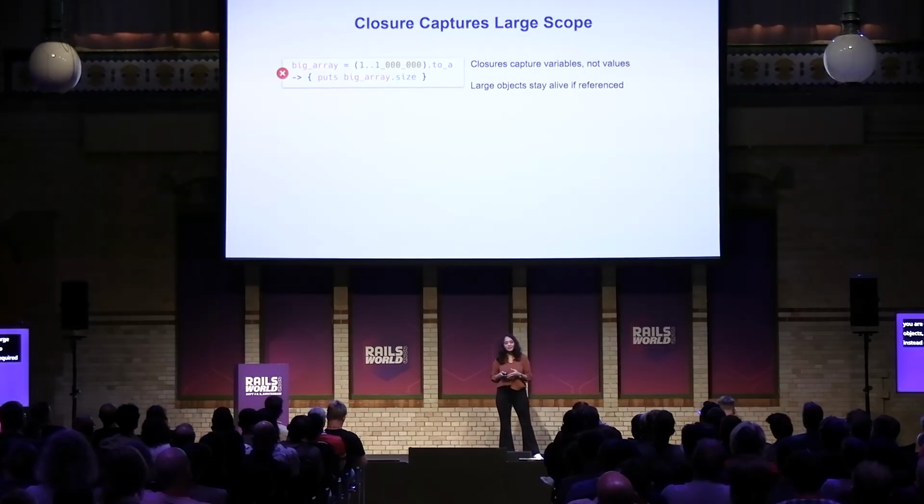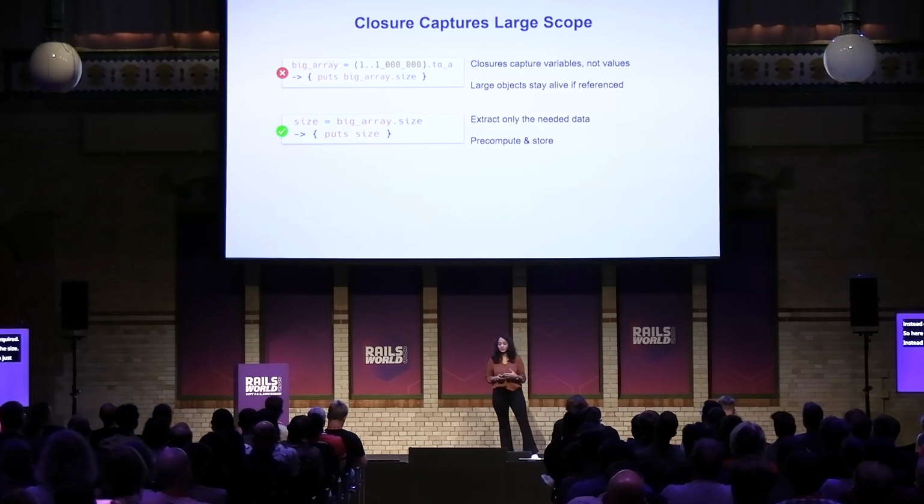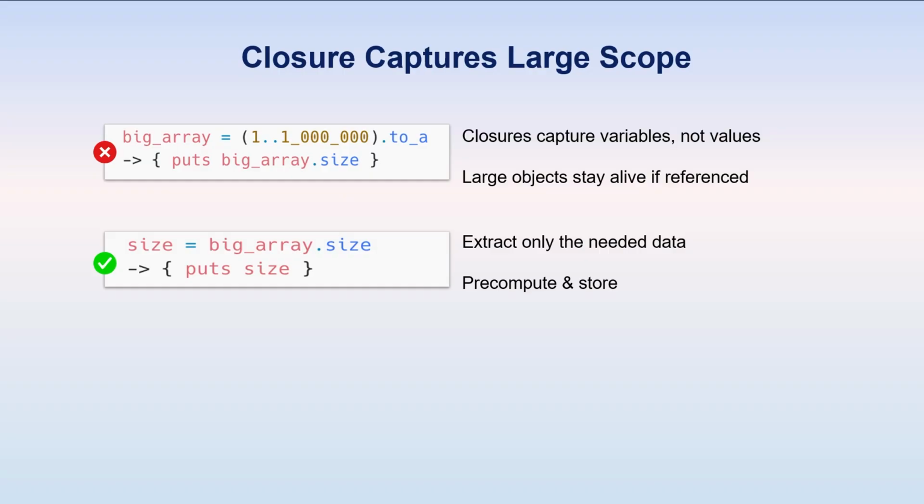So here, you actually only need the size. Instead of passing the whole array, you can calculate the size and just pass the size. So it extracts only the required data, pre-computes it, and passes just that. That's about the memory leak examples.